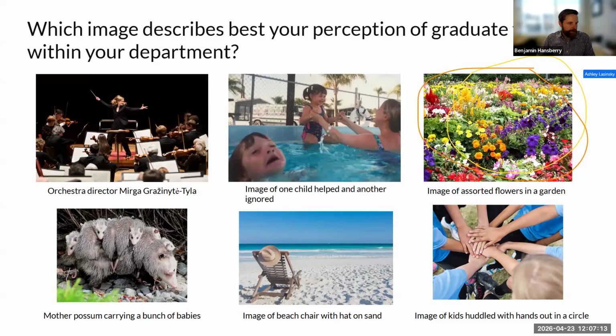Okay, flowers, flowers. Any others? Okay. So that's good. It's nice that there's two positive ones. Sometimes people circle specifically the drowning kid, or the baby possum that's currently falling off the mother's back. So it's good to see that there's a positive image for some of the folks who are here.